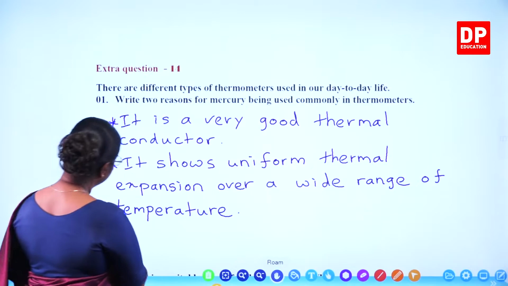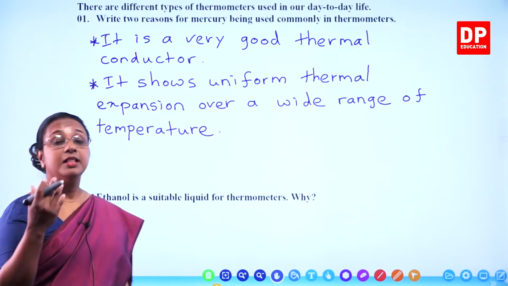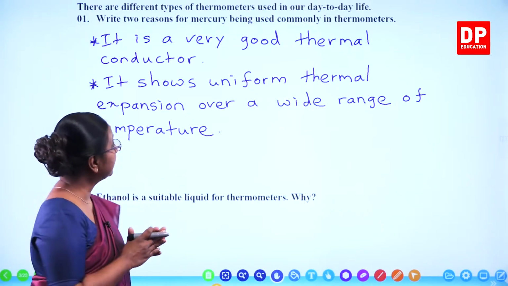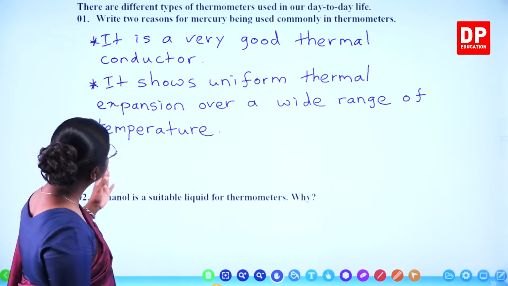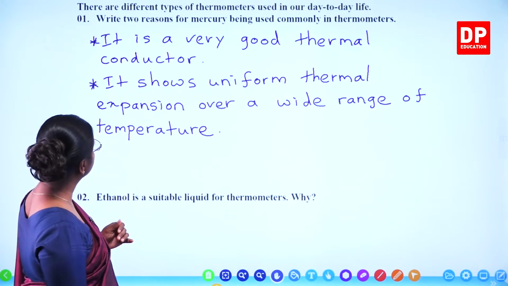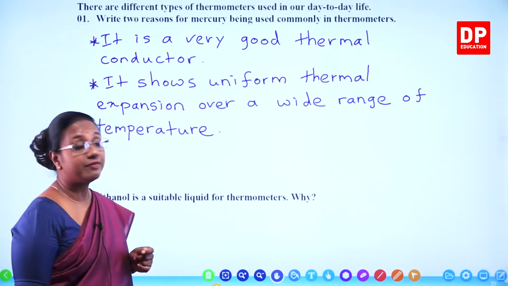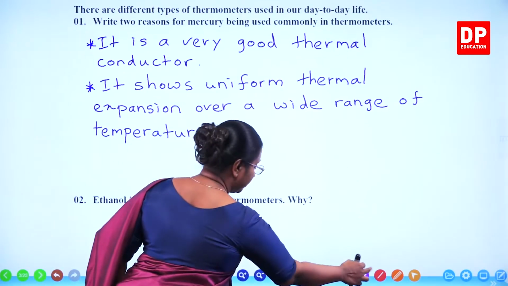So I have written two reasons. You can also include that the temperature range at which mercury exists as a liquid is also a very broad range. So any two reasons can be given there. It is a very good thermal conductor. It shows uniform thermal expansion over a wide range of temperature. Then we have the second question.